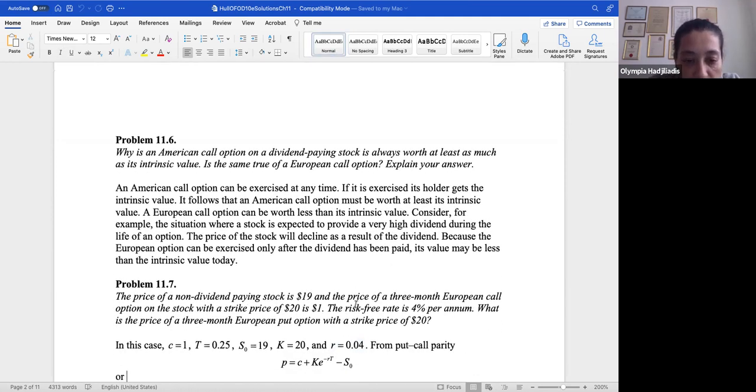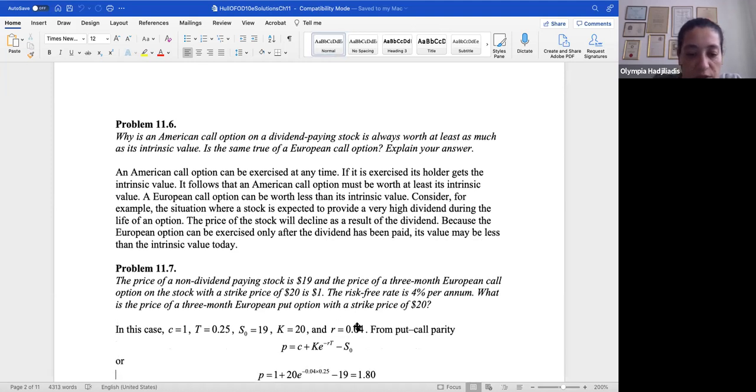The price of a non-dividend paying stock is $19, and the price of a 3-month European call option on the stock with a strike price of $20 is $1. The risk-free rate is 4% per annum. What is the price of a 3-month European put with a strike price of $20?